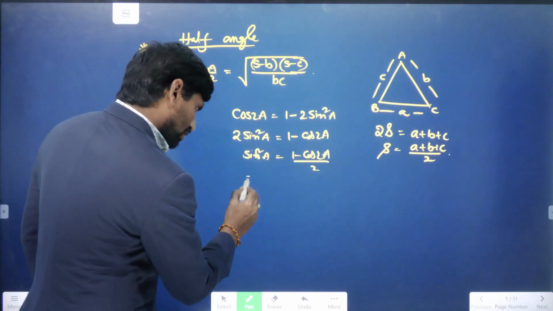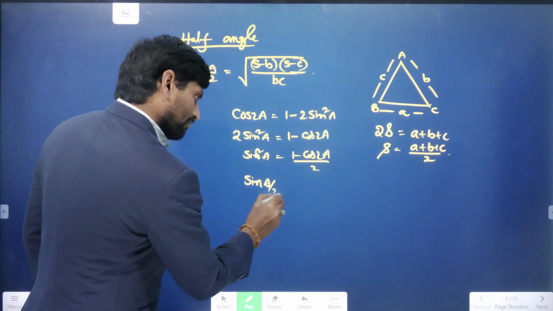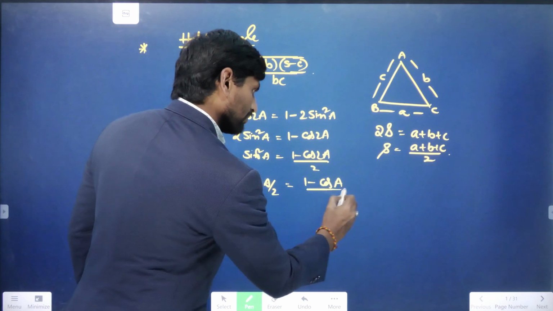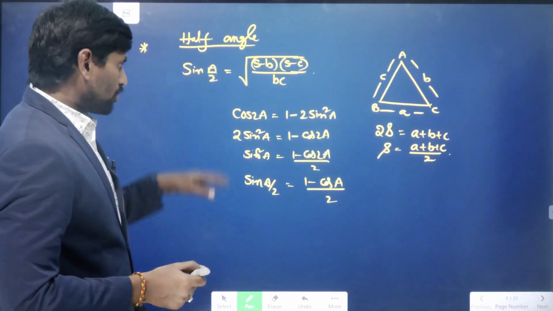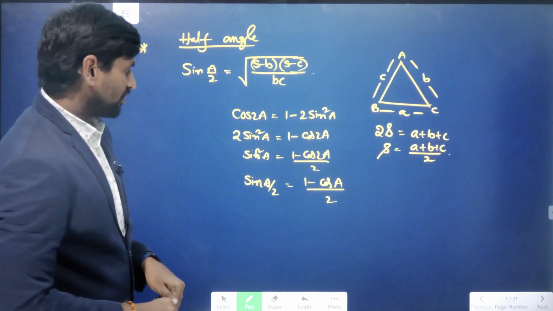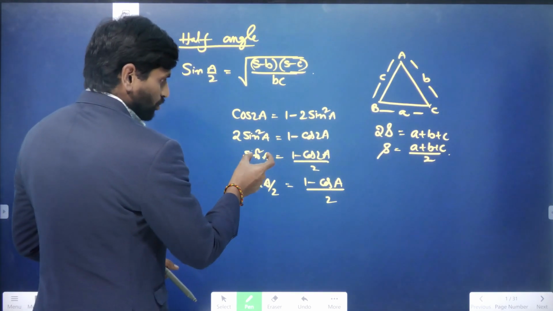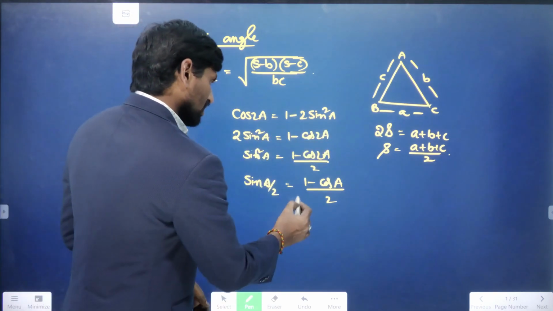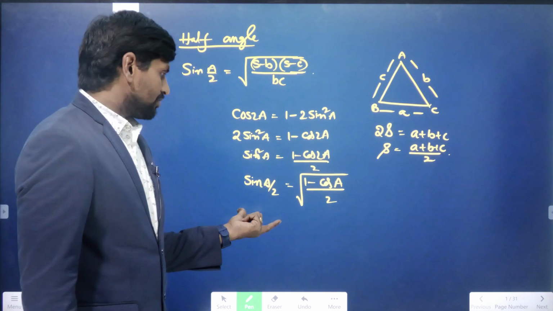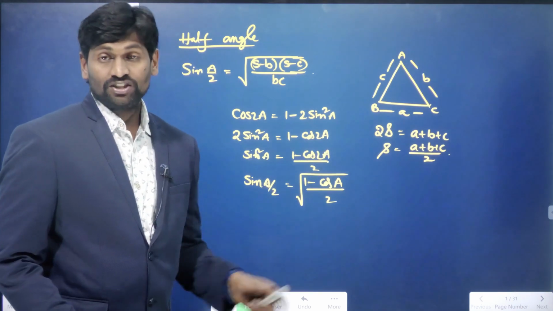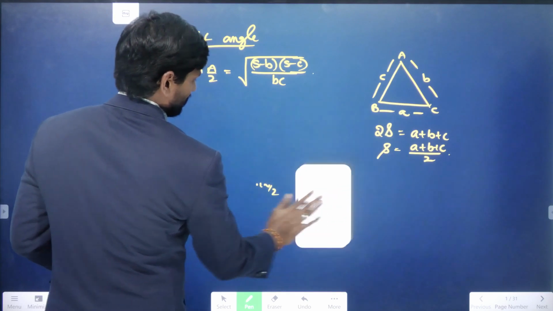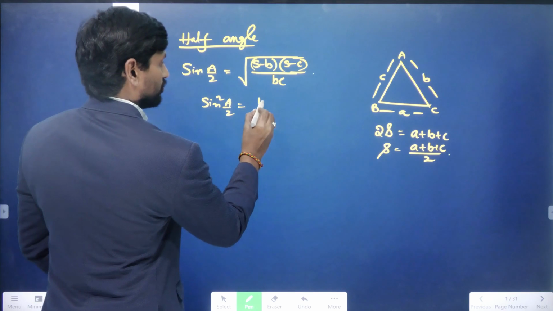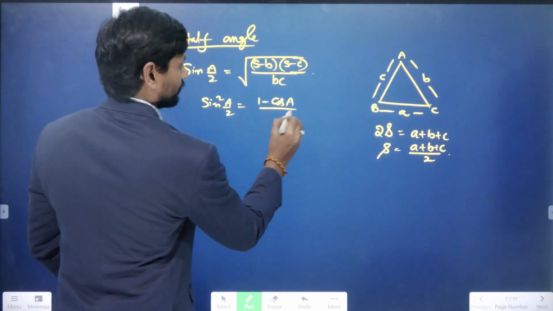In the place of sin A, if I write sin A by 2, what do I have to write then? 1 minus cos A by 2. So from the cos 2A multiple angle formula, I can write that sin A by 2 is equal to root over (1 minus cos A) by 2. So sin square A by 2 is equal to (1 minus cos A) by 2.